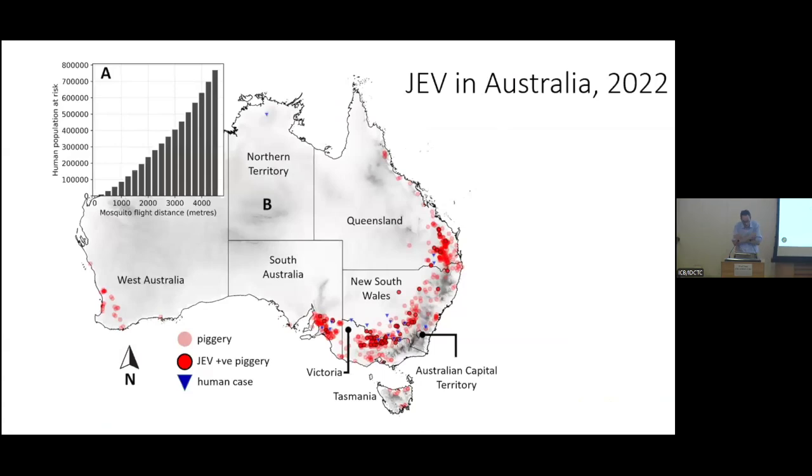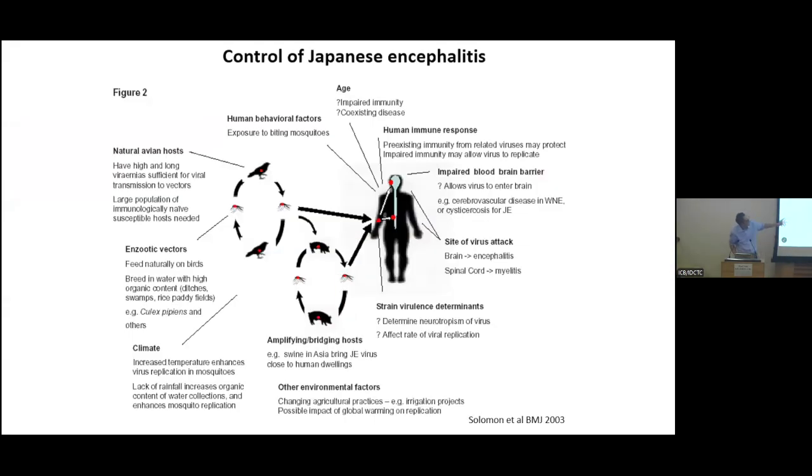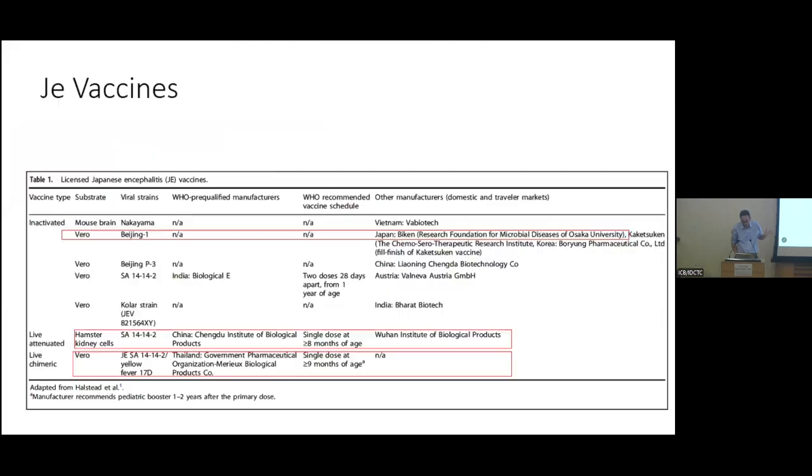And Japanese encephalitis virus has now spread to Australia. The virus is now permanently resident among the mosquitoes there. So it's spreading. We talked about disease control earlier. In theory, you could interrupt this cycle in all sorts of ways. But in practice, the only practical way of protecting against JE is vaccinating.